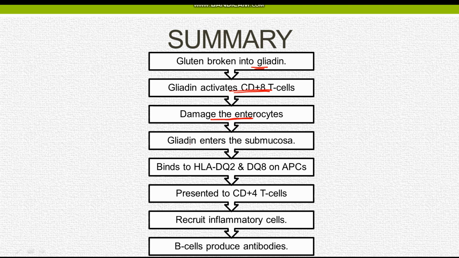Through these disruptions, the gliadin enters the submucosa and binds to HLA-DQ2 and DQ8 on the antigen-presenting cells. These antigen-presenting cells present the gliadin to helper T cells, which recruit certain other inflammatory cells. These inflammatory cells cause damage to enterocytes and also produce certain antibodies, which include anti-gliadin antibodies, anti-tissue transglutaminase antibodies, and anti-endomysial antibodies.